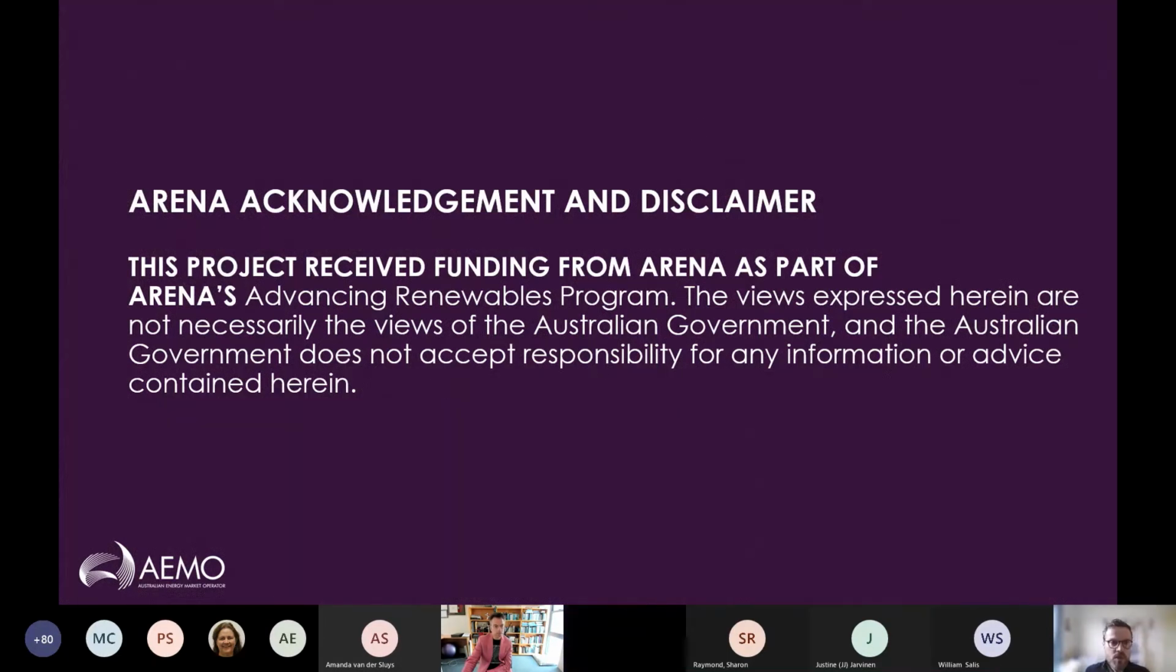Also wanted to acknowledge ARENA. This is an ARENA acknowledgement and disclaimer. This project is very grateful for the funding that we received from ARENA as part of the Advancing Renewables program. Thank you to ARENA.